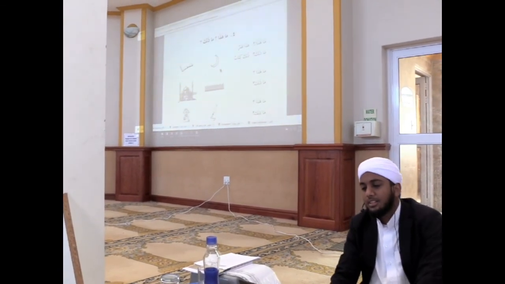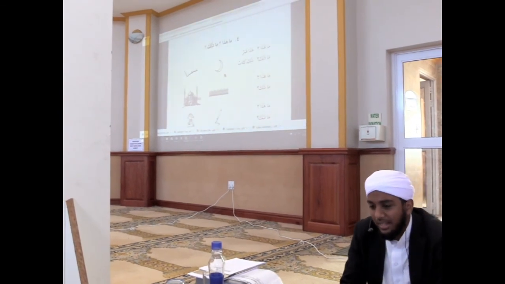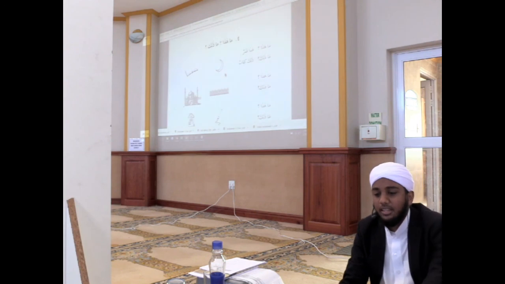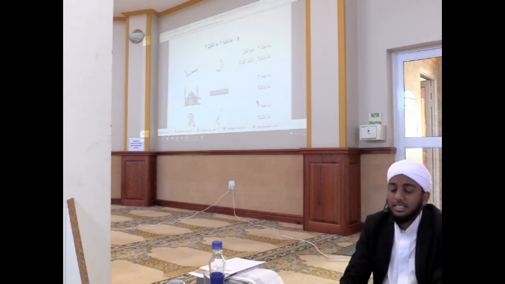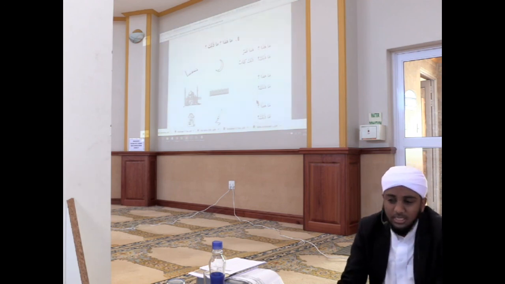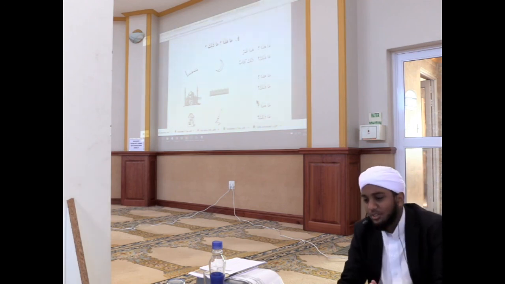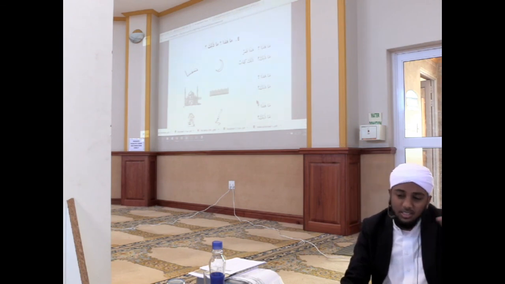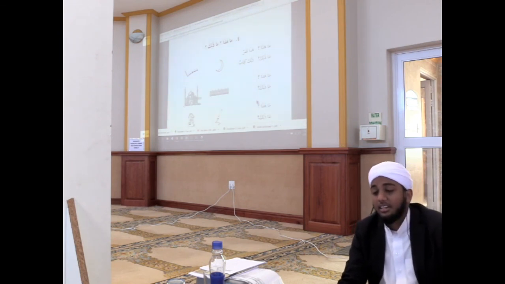So the first two examples, ma hada, what is this? And then we see there's a picture there, hada qamarun, this is a moon. And then again, so what's going to happen? Someone's going to ask the question, ma dhalika, what is that? And then someone's going to respond, and this is the second one, dhalika kitabun.